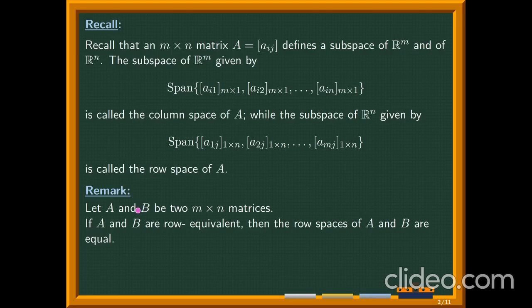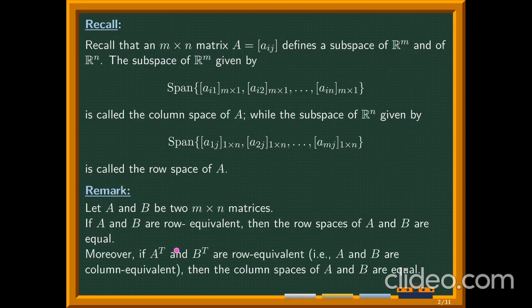Suppose A and B are two m by n matrices. If A and B are row equivalent, then the row spaces of A and B are the same. Moreover, if A transpose and B transpose are row equivalent, which is equivalent to saying that A and B are column equivalent, then the column spaces of A and B are equal.